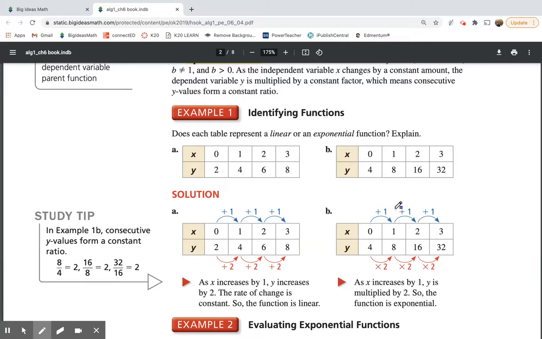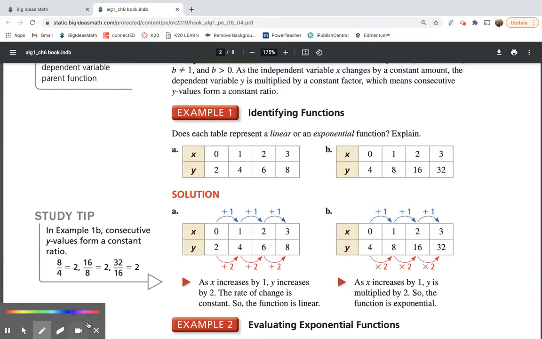Okay, so then if we look at B, we have 0 to 1, which is plus 1, 1 to 2, plus 1, 2 to 3, plus 1. So still plus 1 on top, but then on bottom, from 4 to 8, we can either add 4 or multiply by 2. So then we check. If I add 4 to 8, that's not 16. So we are multiplying by 2 each time. 16 times 2 is 32. So since we were increasing by 1 on top, but then we were multiplying by 2 on bottom, that means it's exponential. That's not a straight line if you were to graph it.